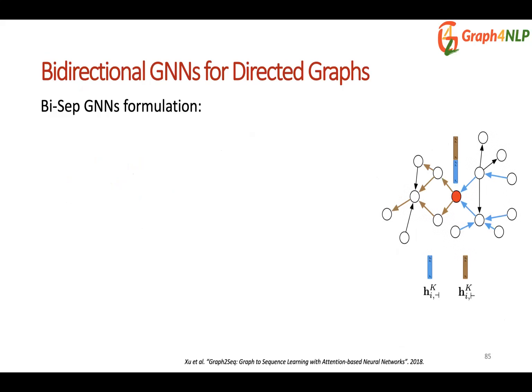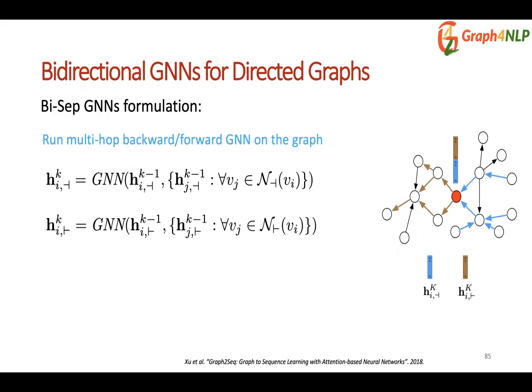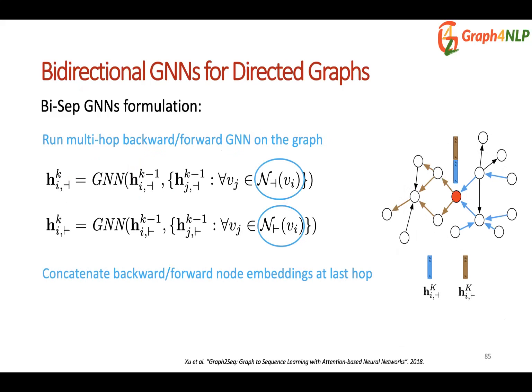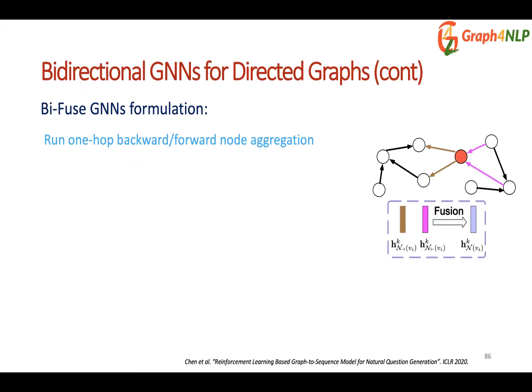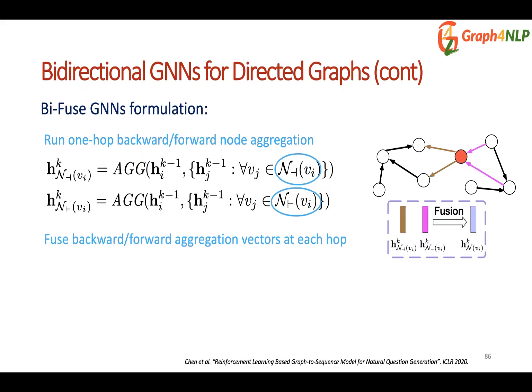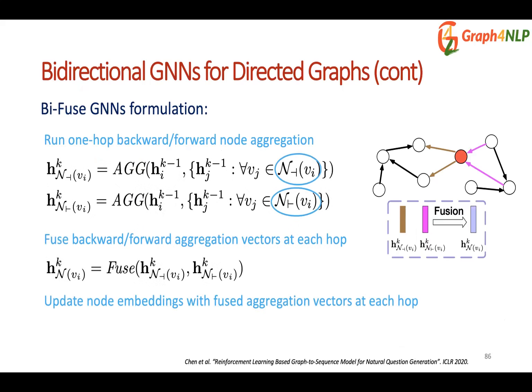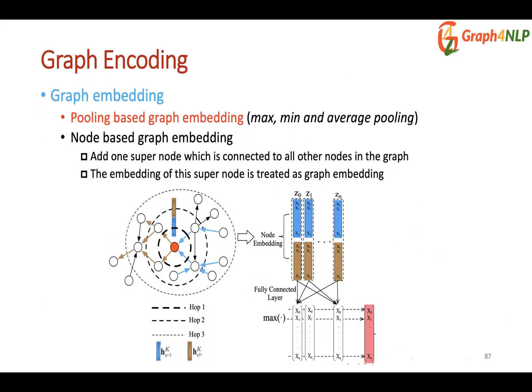Previously, you should have been introduced in detail to the bidirectional graph neural networks for directed graphs, so here we will skip the details. And this is another variant of our bidirectional graph neural network using the bi-fuse method. As I mentioned before, once we learn the node-level embedding, we have to generate a graph-level embedding so that we can feed that to the decoder.